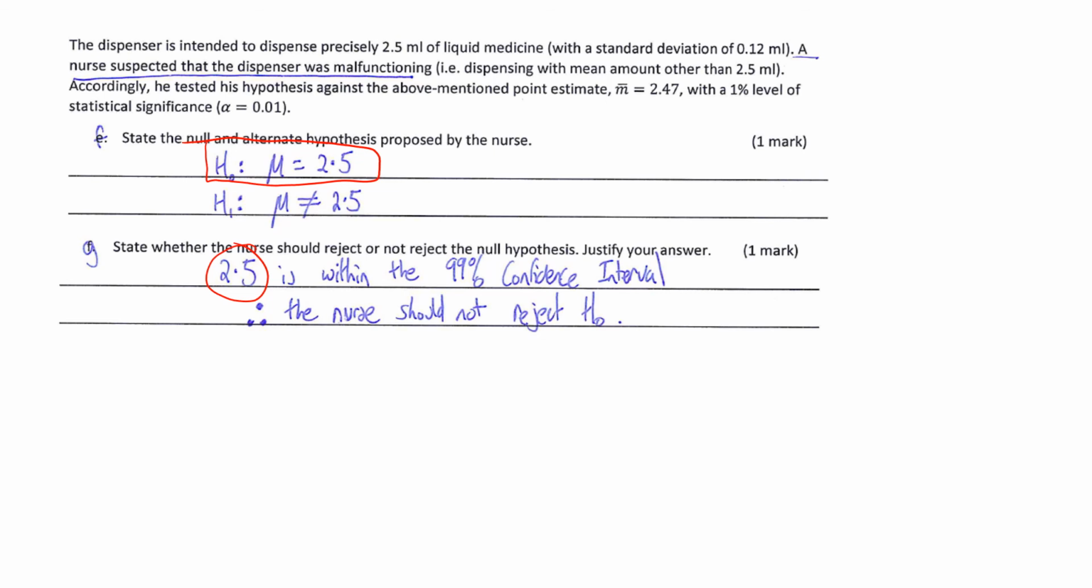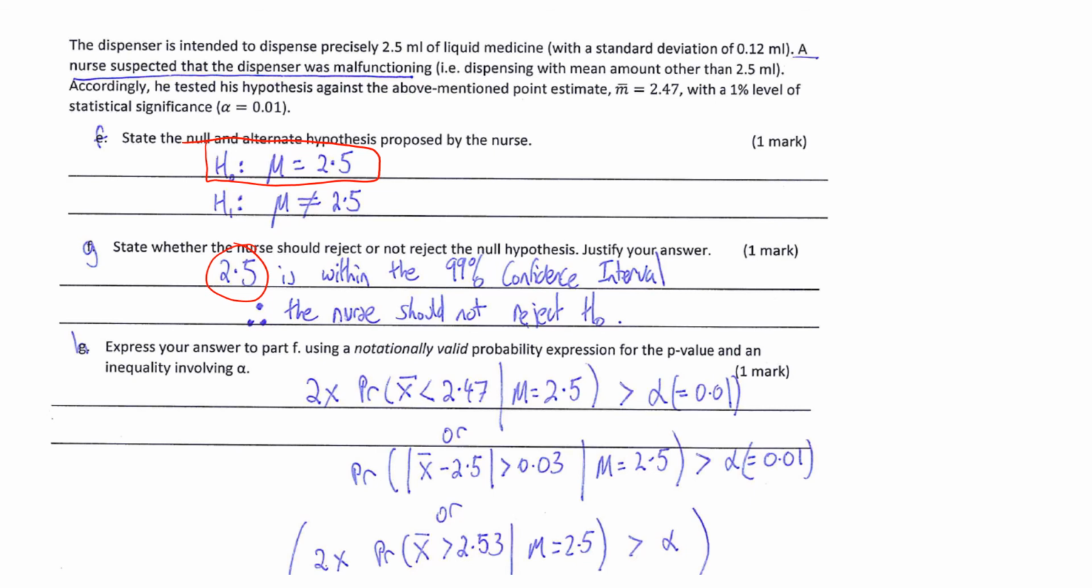Okay, moving on. Express your answer to, well, it should have been part G, so the part above, using a notationally valid probability expression for the p-value and an inequality involving alpha. Look, at the end of the day, a lot of you did the notationally valid expression for the p-value, but forgot about the inequality. I just marked the probability statement in its own right. So here are three different ways that I would have accepted.